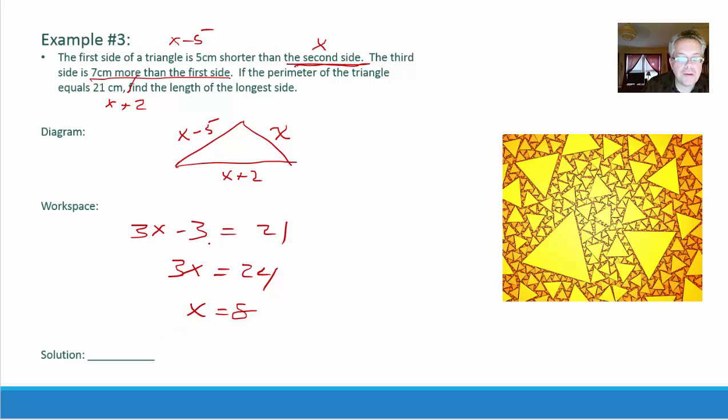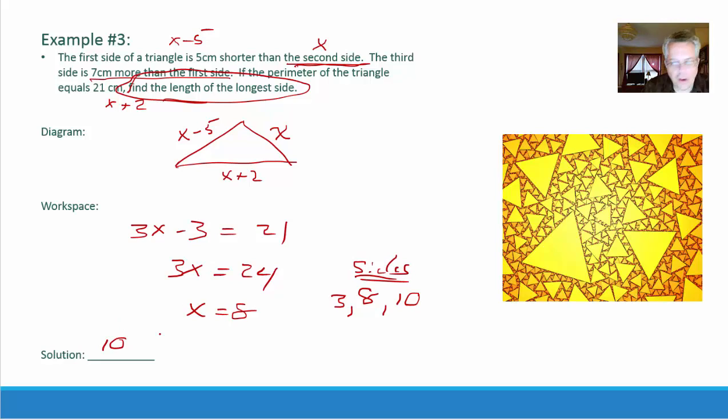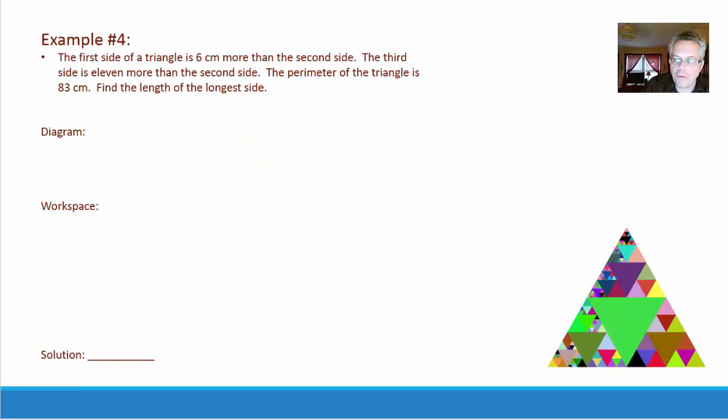Now, that was a lot of work, and if you said X equals 8, it would be wrong though. It says find the length of the longest side. The longest side is going to be the X plus 2. In fact, if we wanted to find all the sides, the first one would be 3, the second one would be 8, and the last side would be 10. So these are the sides. And the largest one then is 10. Wow, that's going to take a little practice. Okay, so let's do one more. One more problem, one more cool piece of art here.